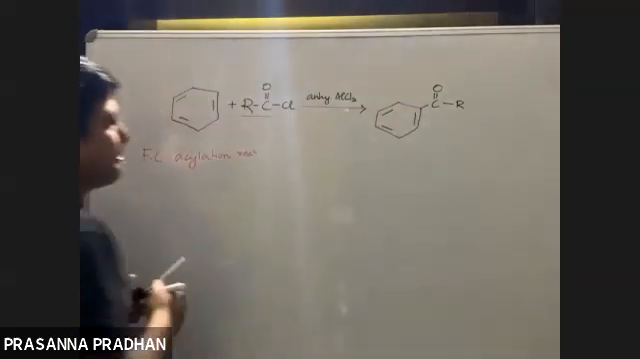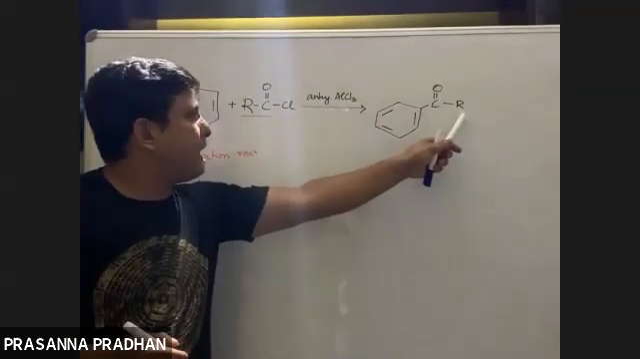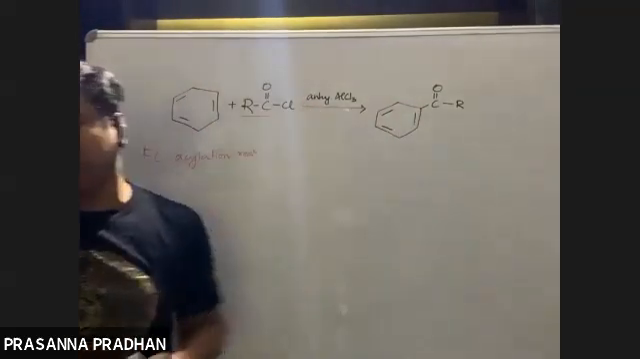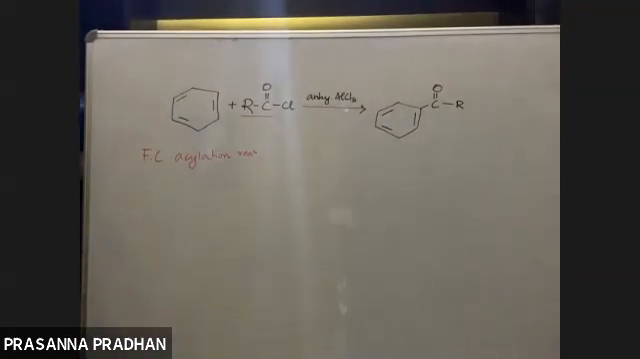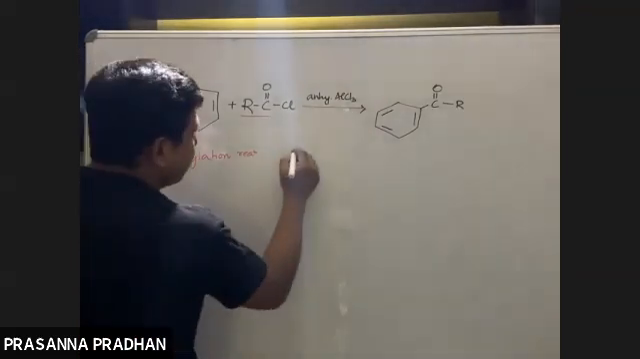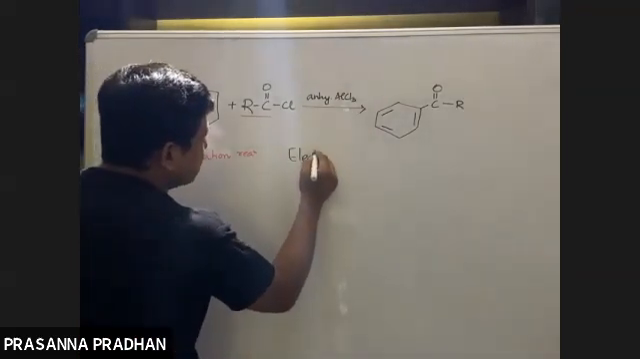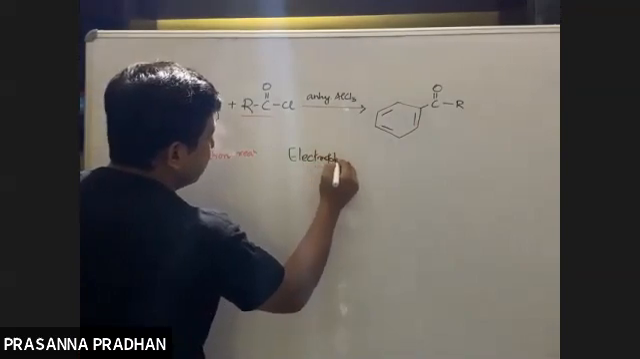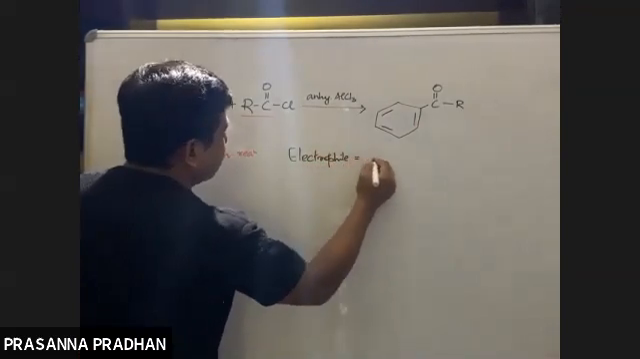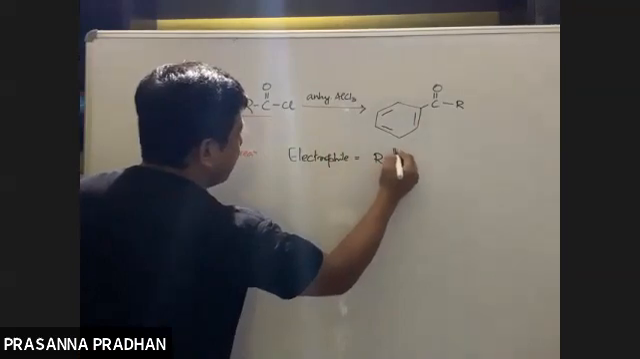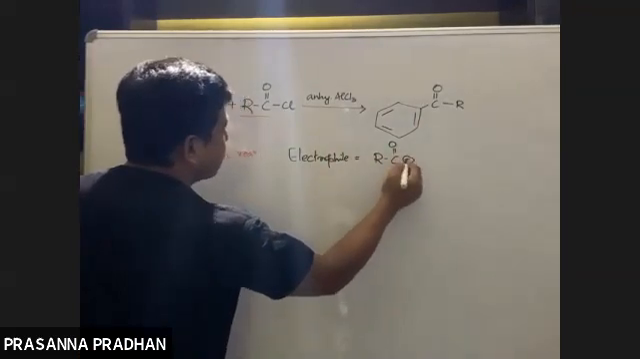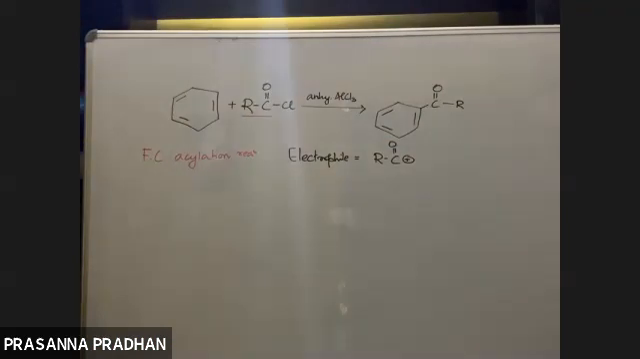So what do we prepare? We can prepare alkyl phenyl ketones. Okay, now you complete the reaction. Now again, one question had come. What is the electrophile which is generated out here? The electrophile which is generated during this reaction is an acyl carbocation, RCO positive. This is the electrophile which is generated during the reaction.